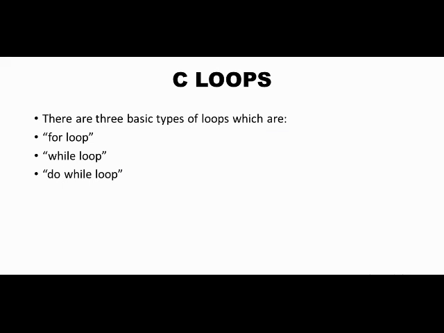Hi guys, today we're going to see about C loops. Loops are used in programming to repeat a specific block until some condition is met. There are three loops in C programming: for, while, do while.